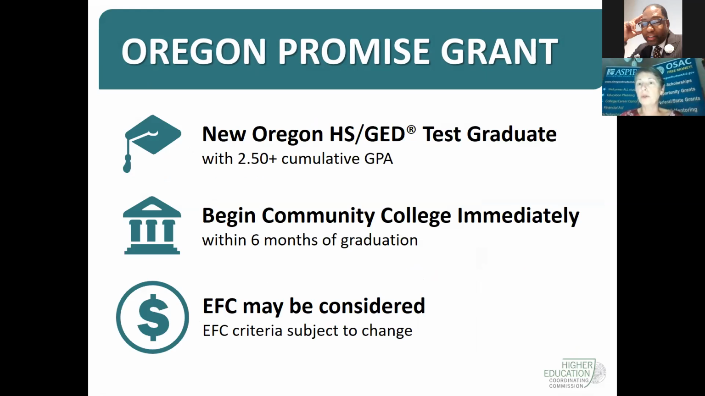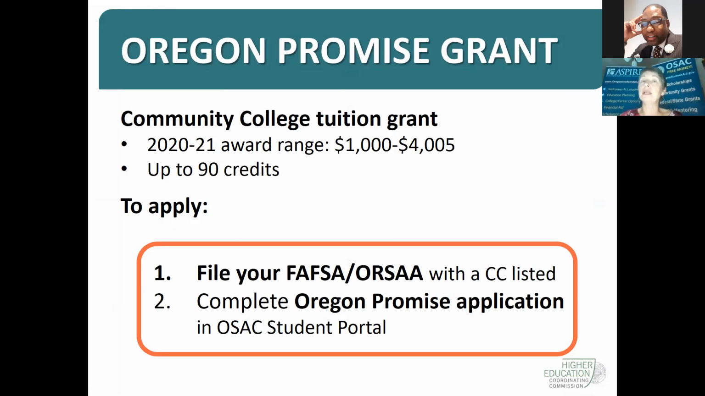So eligibility: 2.5 GPA. You must go to community college within 6 months. Sometimes we have to put a cap on it, an EFC. You have to have been a student. You must have been a resident of Oregon within 12 months of going to college.